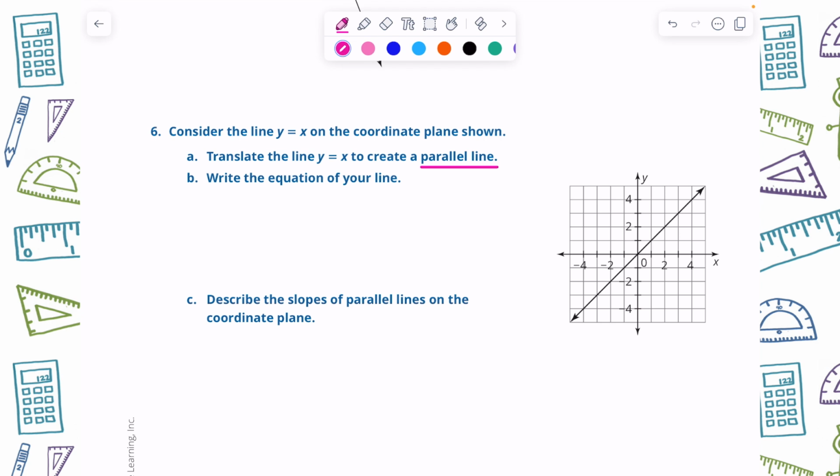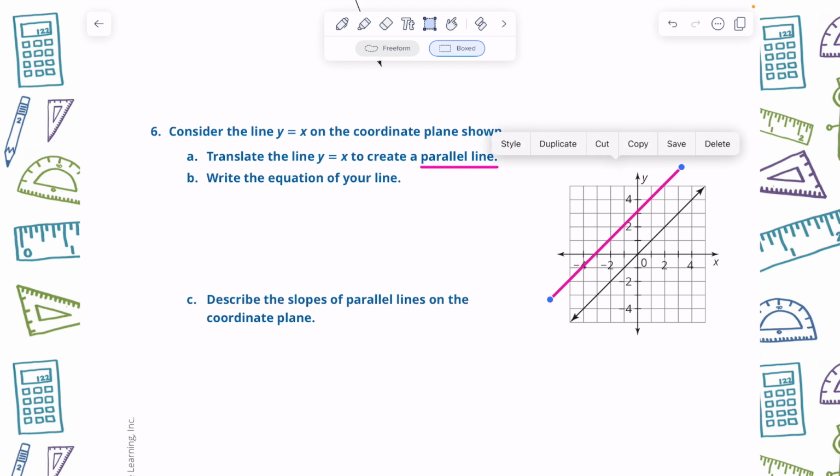So what I'm going to do, since I'm using Notability, I'm just going to copy this line, I'm going to trace over it, and then I'm going to take it and I'm going to move it. I can move it wherever I want. Anywhere I put it is going to be parallel to that original line. So I'm going to put mine right there.